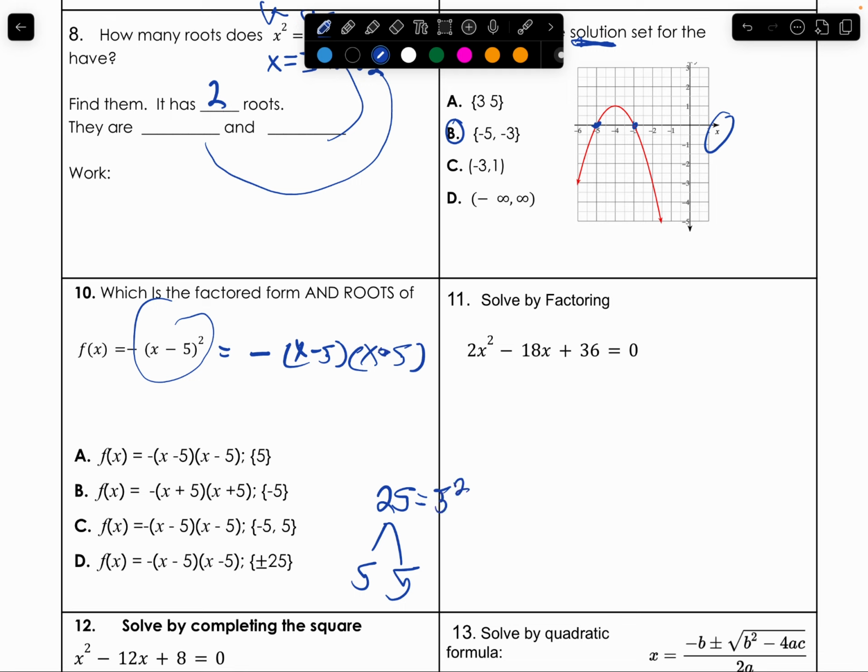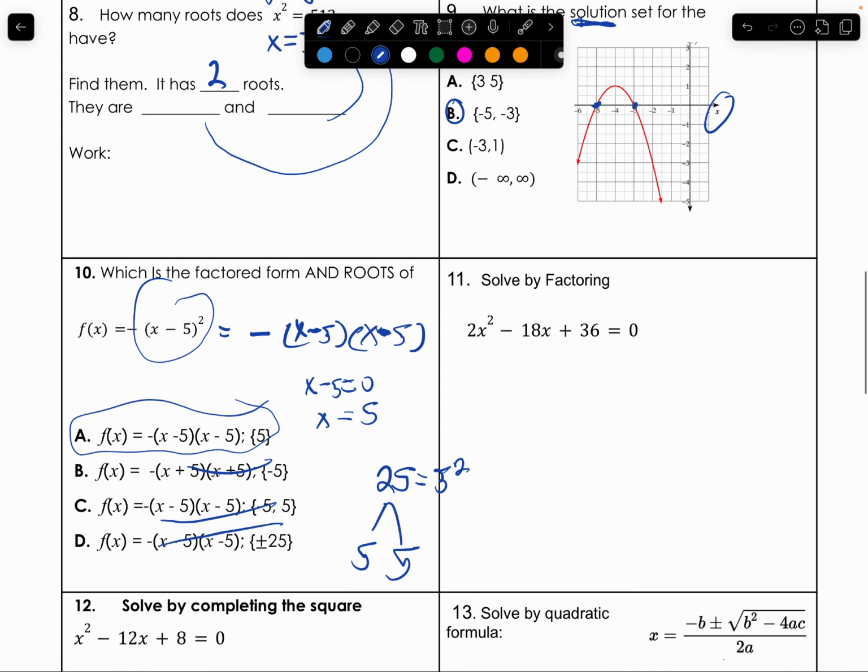So we have x minus 5 on top here, and the roots would be, if we set each one, x minus 5 equals 0, plus 5, x equals 5. So 5 is our only answer for this, which basically tells you that all of these are bad and this is your only possible answer, right? Okay, so solve by factoring.